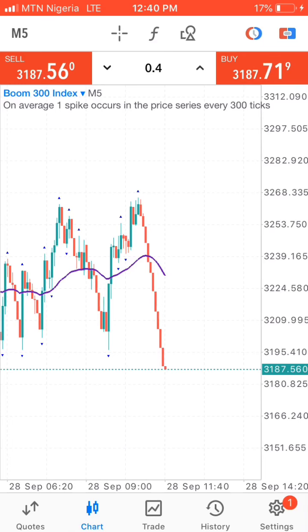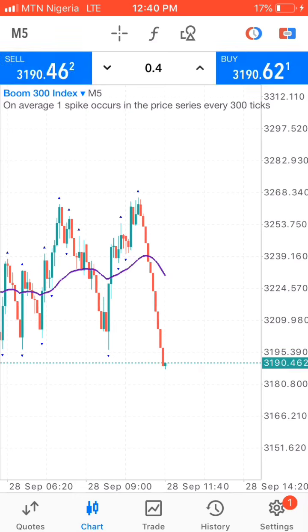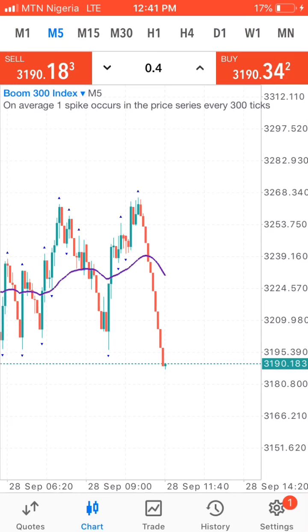So the first thing to do if you want to use this indicator is to know the direction of the market. I have already done that, because it's better that you do that on the higher time frame. That's where price action comes in. I keep saying price action is the key. Price action is what I trade with.